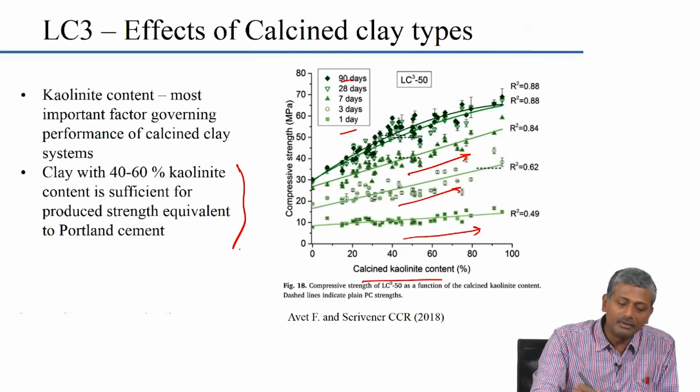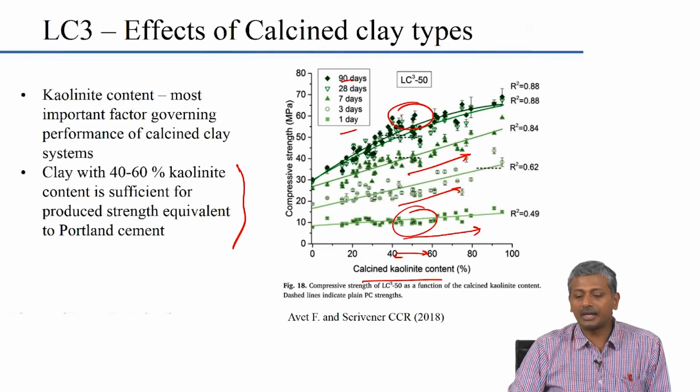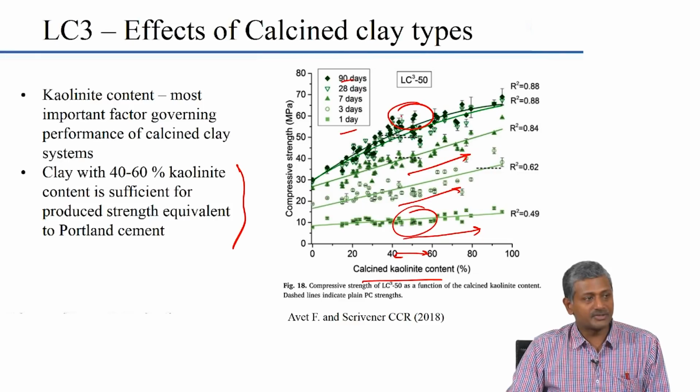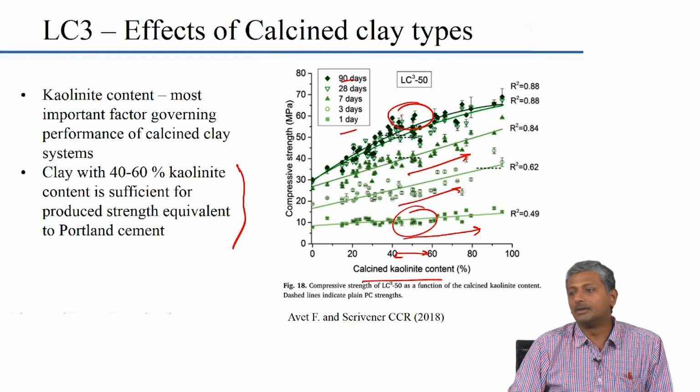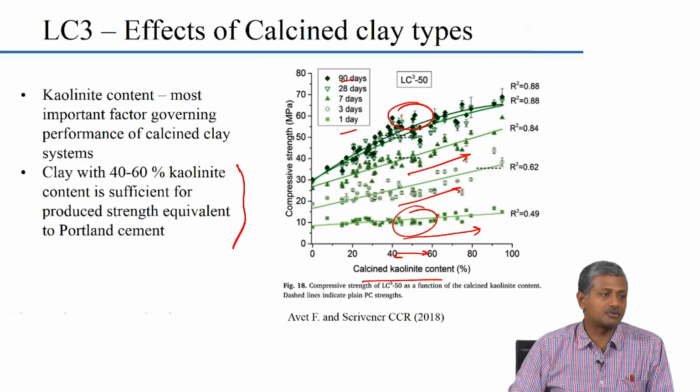What we found was clay with 40 to 60% kaolinite was sufficiently good. For example, at 1 day you do not really see a major difference, and at 90 days your performance is only marginally lower than if you had 90% kaolinite in your system. So, at 40 to 60% you can actually maximize the potential of this material without really having to bother with producing higher grades of clay.